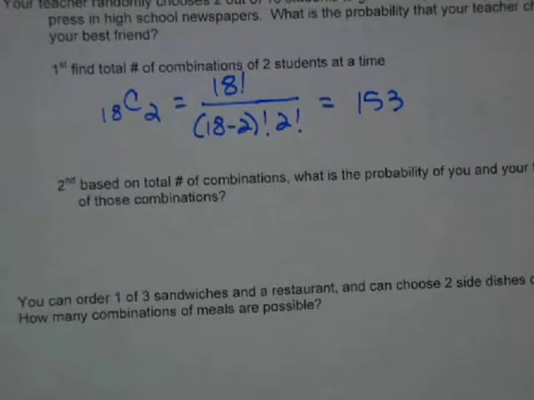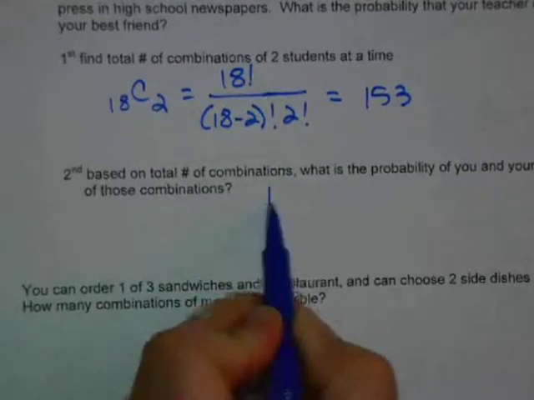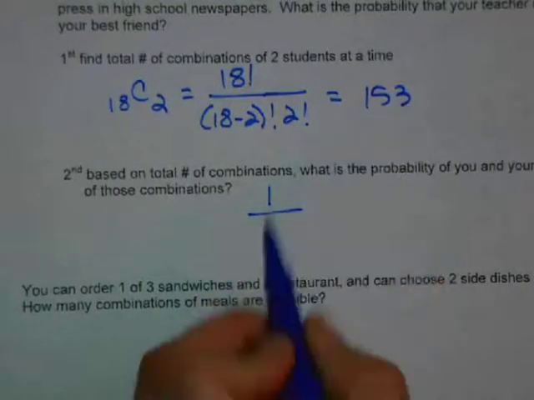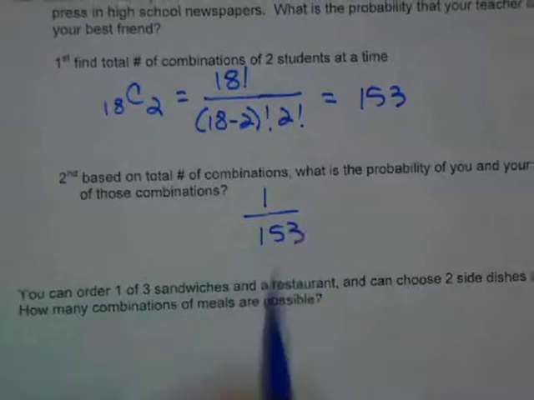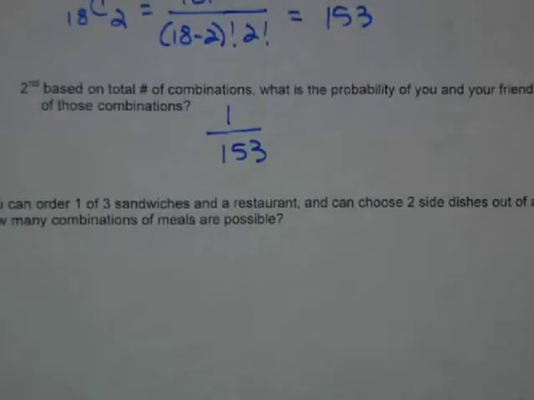If there's 153 ways to put 2 people together, what's the chance that your teacher is going to put you and your friend together? 1 out of what? Because you and your friend are only one of those combinations.